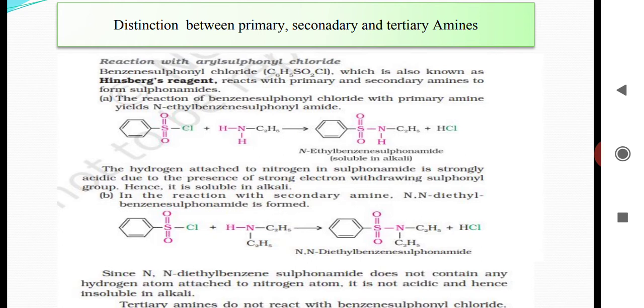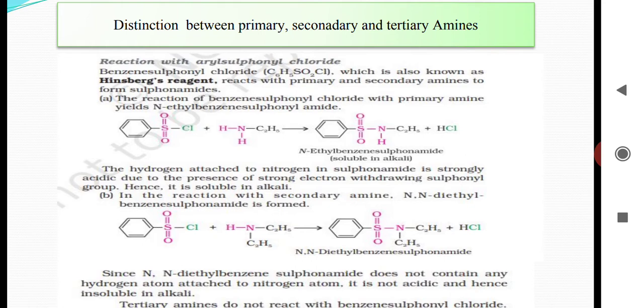Now here it is reacting with a primary amine. So what will happen? The HCl will be removed, right? And because of the presence of the hydrogen which is attached to nitrogen, the product will be soluble in the alkali, right? The hydrogen attached to nitrogen is strongly acidic. Why is it acidic? Because of the presence of the strong electron withdrawing sulfonyl group. Therefore it is soluble in alkali. So if you dissolve this compound in alkali, it will get dissolved.